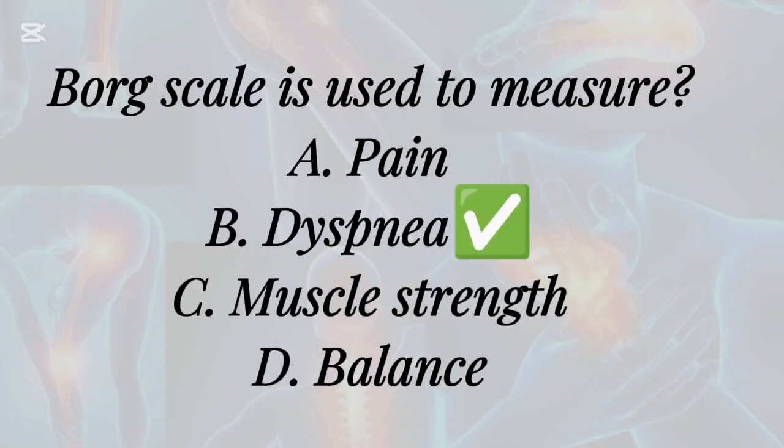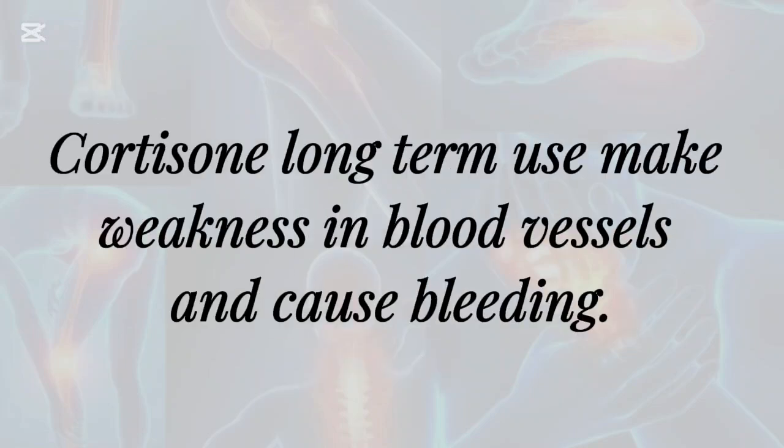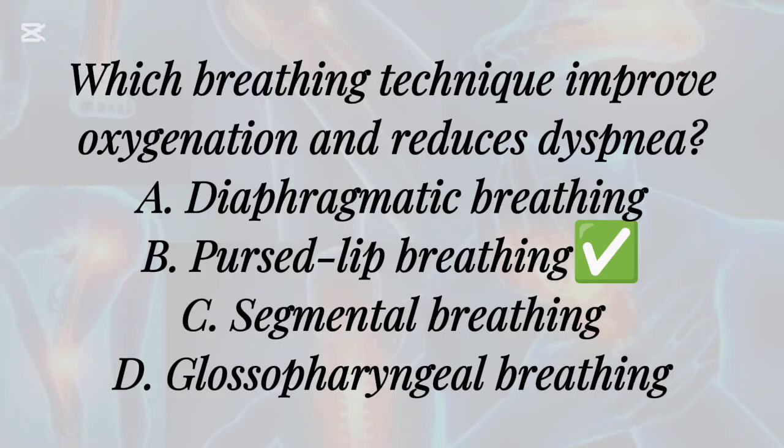Borg scale is used to measure: A. Pain, B. Dyspnea, C. Muscle strength, D. Balance. Cortisone long-term use makes weakness in blood vessels and causes bleeding. Which breathing technique improves oxygenation and reduces dyspnea? A. Diaphragmatic breathing, B. Pursed lip breathing, C. Segmental breathing, D. Glossopharyngeal breathing.